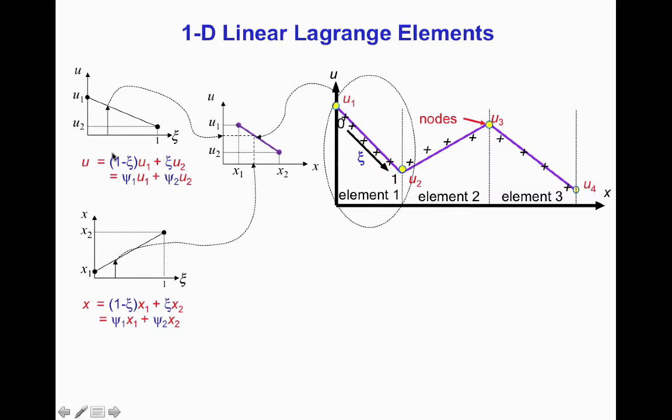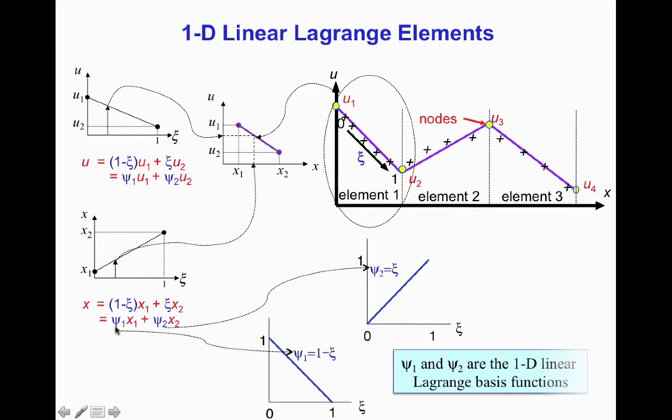And so this is a parametric formulation where for a given value of xc, we'll have x and u. And these functions, 1 minus xc and xc, are called the one-dimensional linear Lagrange interpolation functions. And you can see we're using the same linear Lagrange interpolation function for u and for x. So this is what these linear Lagrange interpolation functions look like. You can see that c1 is 1 minus xc, and so it's a linear function that varies from 1 at xc equals 0 to 0 at xc equals 1. And you can see that c2, the second linear Lagrange basis function, is the opposite. It's a linear function that's 0 at xc equals 0 and 1 at xc equals 1.